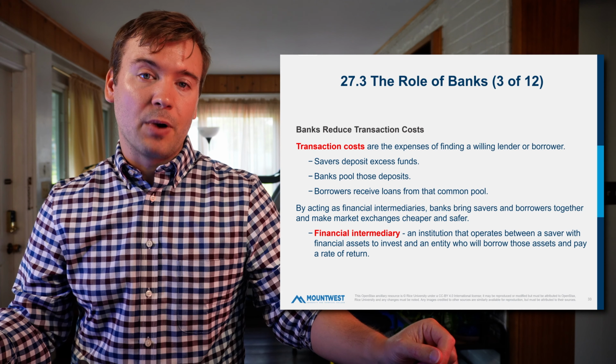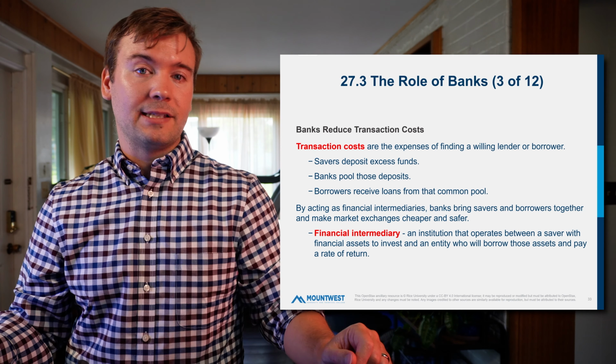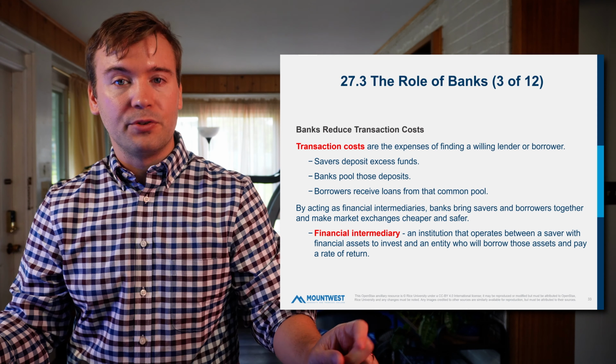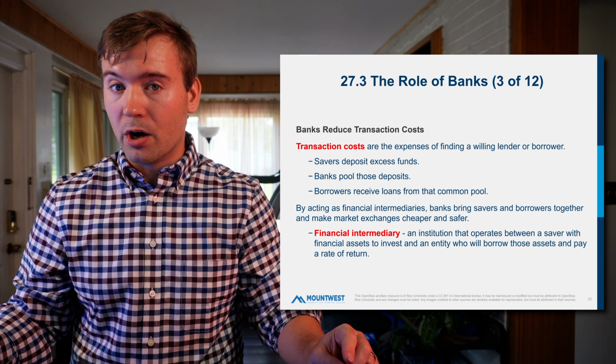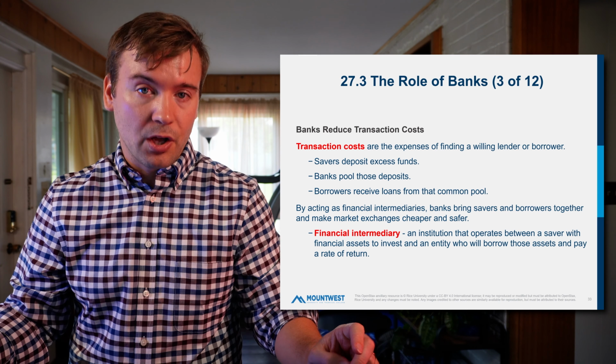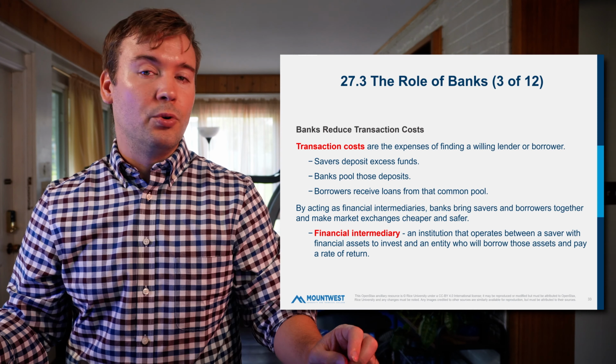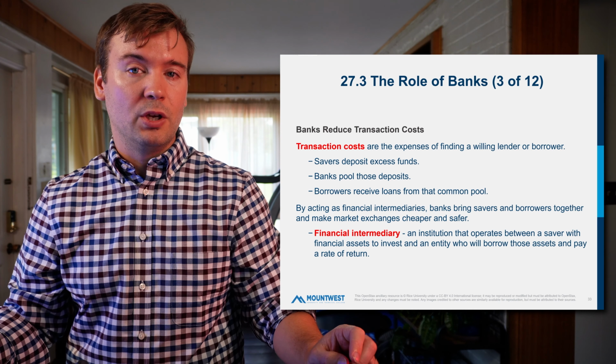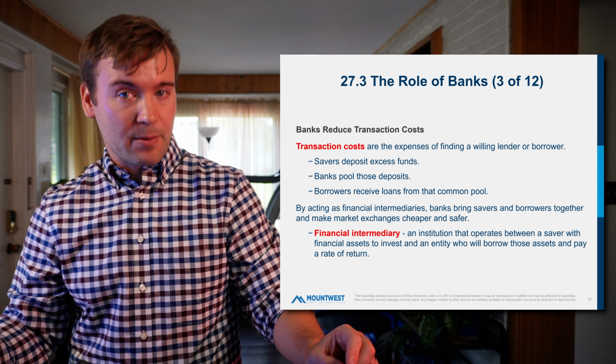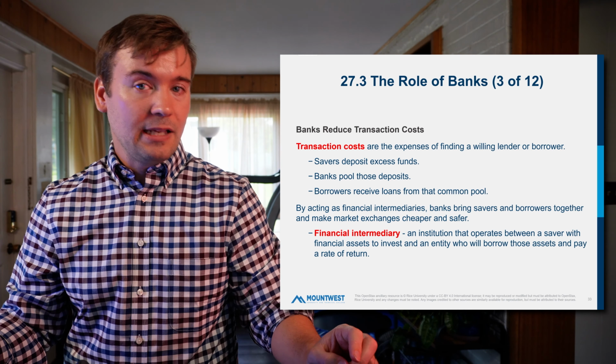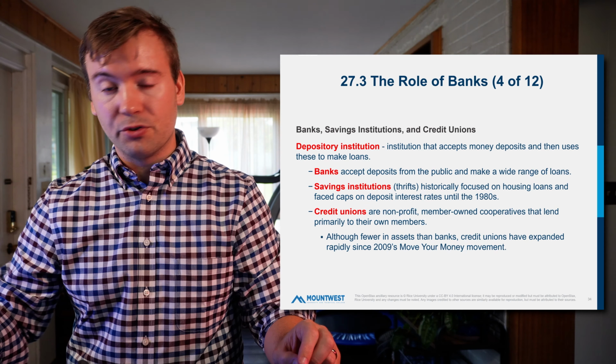Banks solve this problem by acting as financial intermediaries. They stand between savers who deposit their excess funds and borrowers who need those funds for loans. Banks effectively pool the deposits from many savers into one large fund and then lend that money out to many different borrowers. This streamlines the process, making it cheaper and safer for both sides to engage in financial transactions.